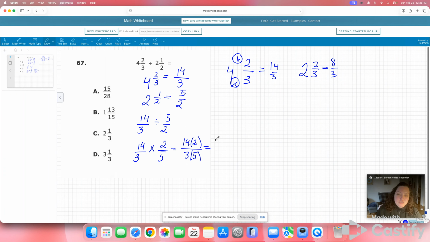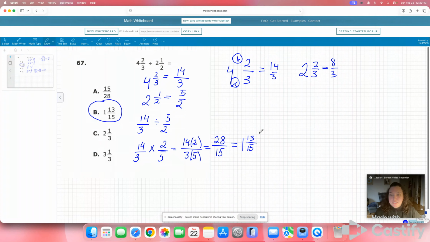And you get 28 on the top divided by 15. You know that 15 times 1 is 15, and 15 times 2 is 30. Obviously, we have 28 divided by 15, so it's going to be just 1. You're going to subtract 28 minus 15 to get 13 over 15, and your answer is B.